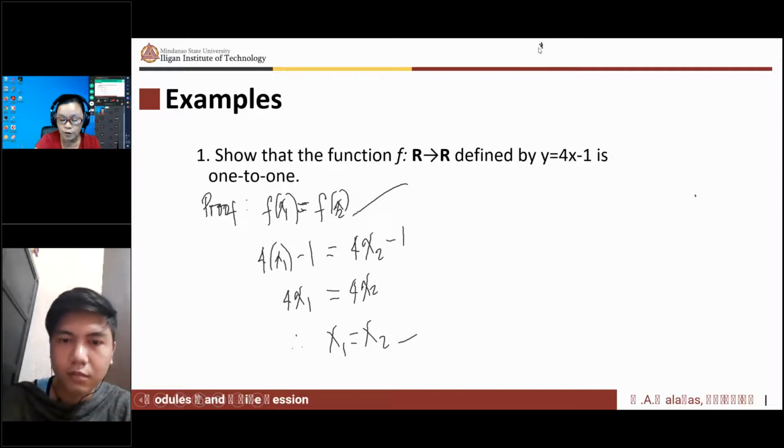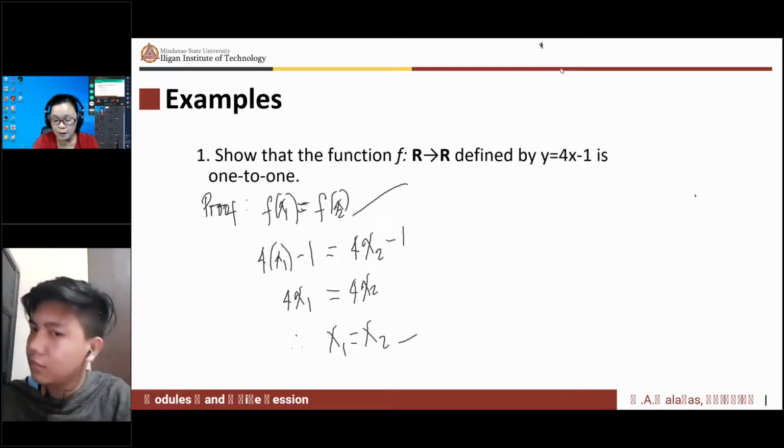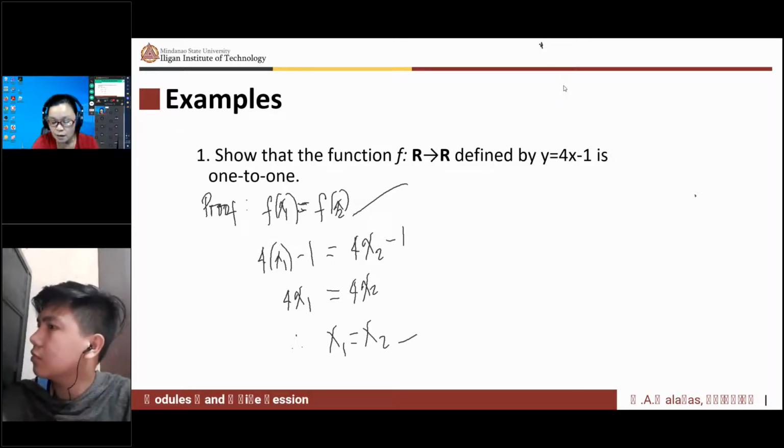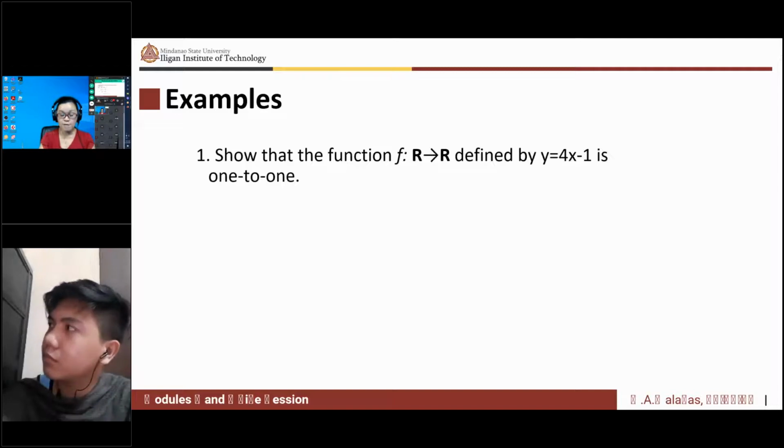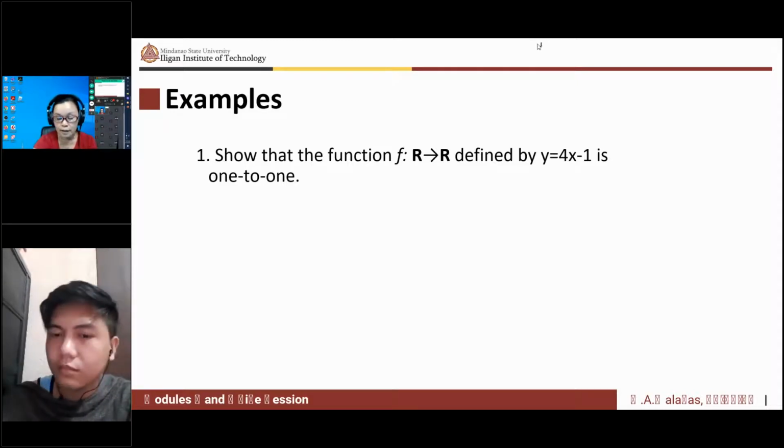Of course, you will encounter more complex forms of the equation in the future. However, if you know the process, you should not be afraid. Okay, so we go to the next.